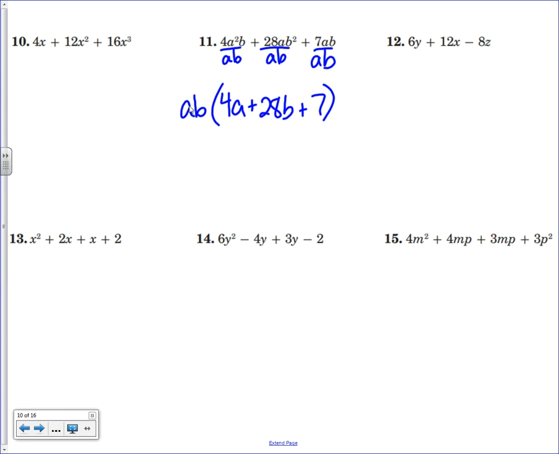Let's get to some grouping ones. Dylan, 14. Does everybody agree this is 4 terms? Yes? Automatically, we're going to group 2 by 2. So, Dylan, what can I take out of the first group?